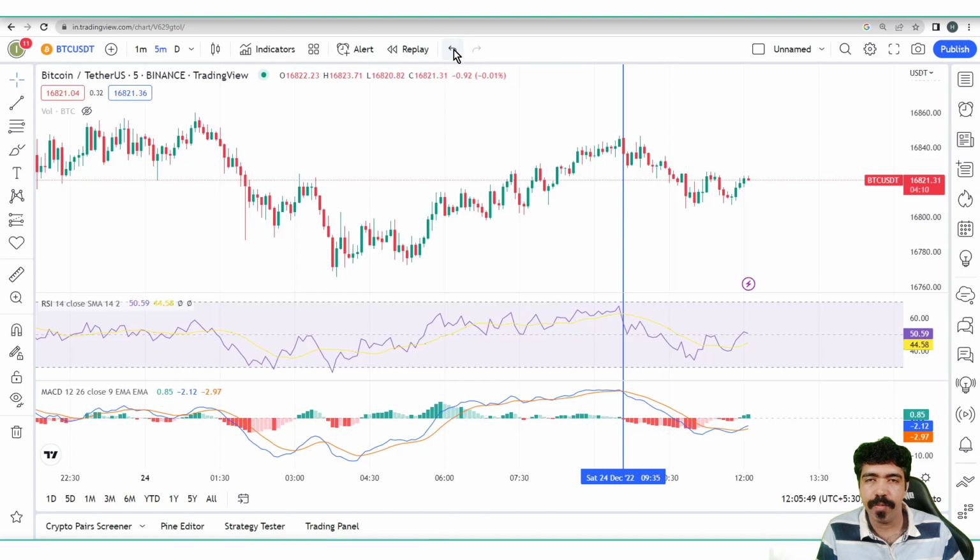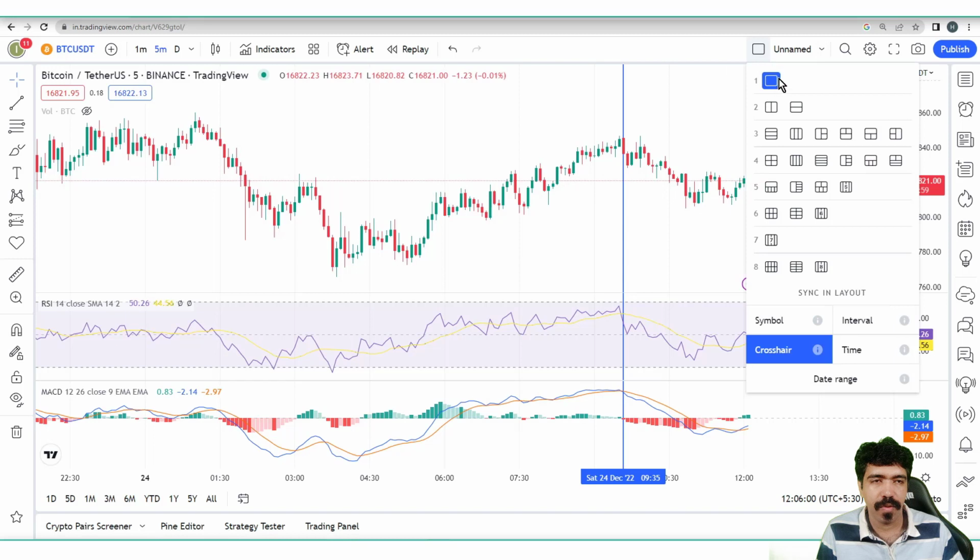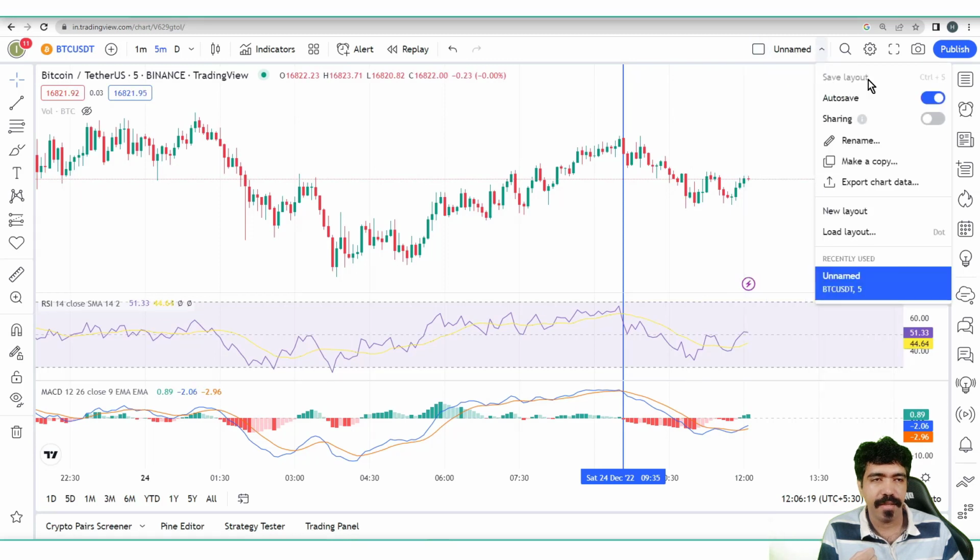Next one is undo and redo. So undo is Control Z. Simply the action can be undo from this option, and this is redo option. Next is a select layout. So this is a single frame layout, double frame layout, horizontal, vertical. Likewise, we have multiple chart, we have multiple layouts. So if I want to analyze from 1 to 4 charts or 4 to 5 charts, then we can use various layout from this option. Next is auto save, sharing, rename, make a copy, export chart data, new layout and load layout. So these are various options connected to layouts.